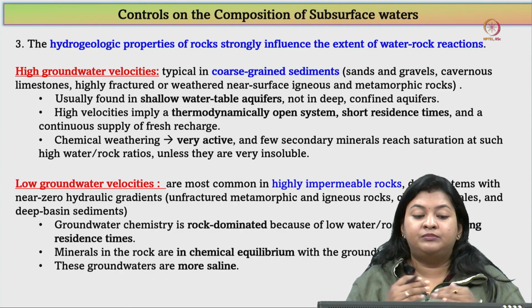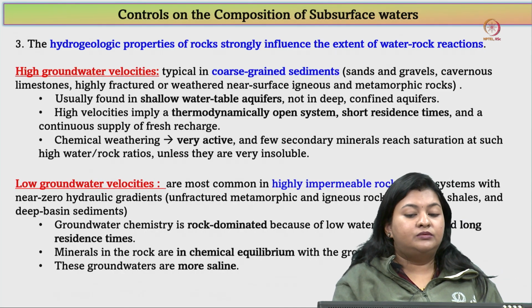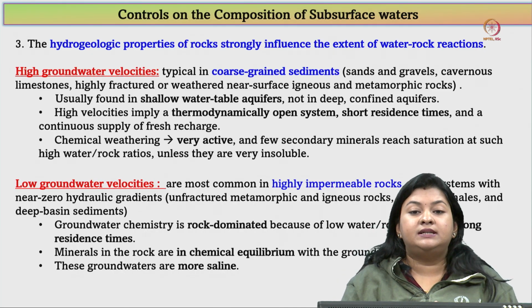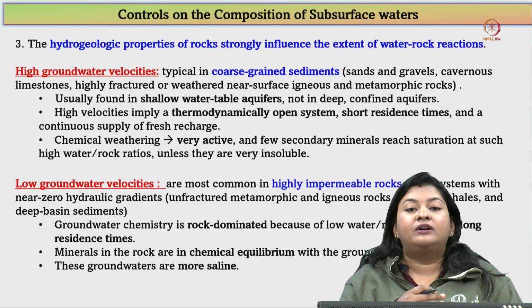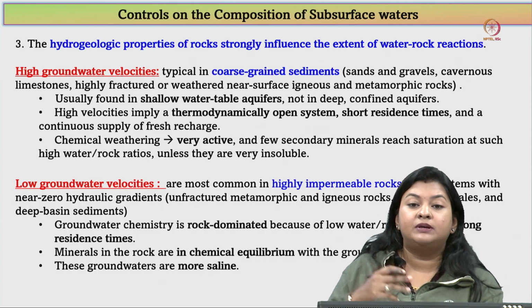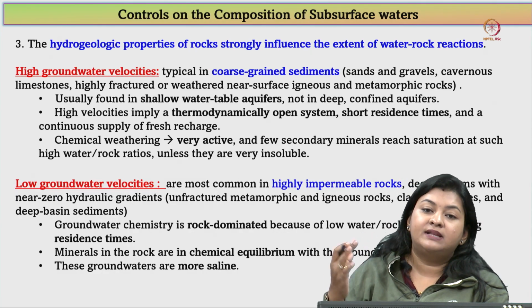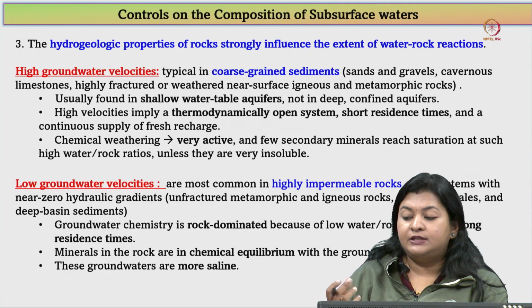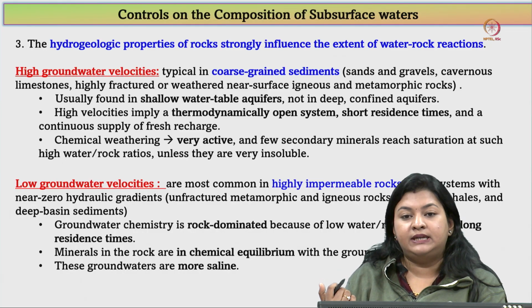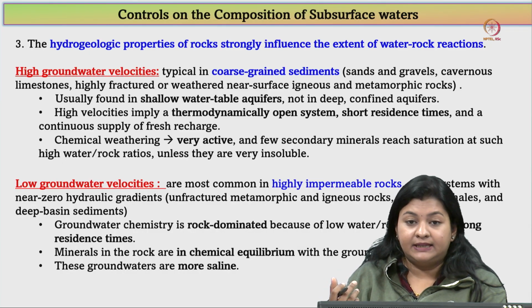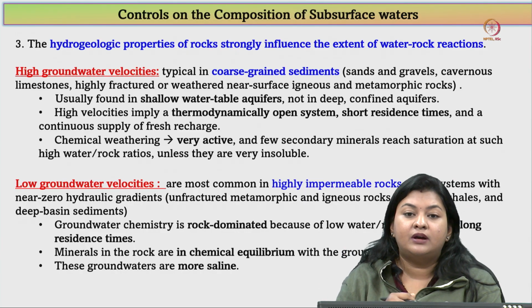They are more of the shallow water table that you see in between two impermeable rocks. So, the high velocities imply a thermodynamically open system, because water is continuously coming in whenever it is raining. So, it becomes an open system, and it can also get removed very easily. That means they can get connected and move to the deeper groundwater.